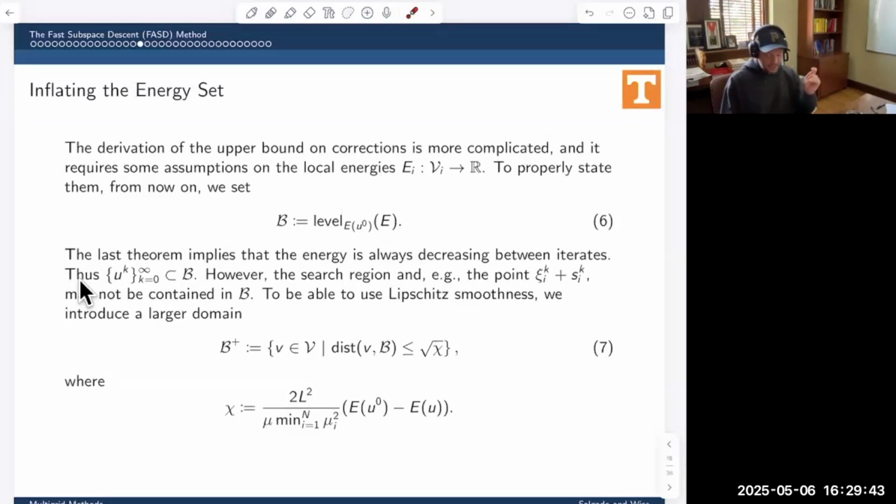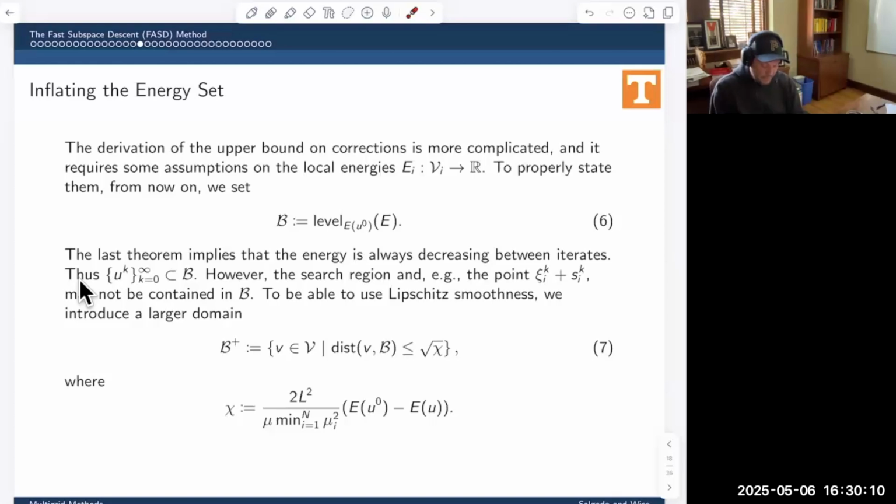That guarantees that each of the u_k are in this nice set. But what's interesting is it doesn't guarantee that the intermediate points, these v_i, v_{i-1}, v_{i,k}, v_{i+1}, etc., it doesn't prove that all of those remain in B. I need some more assumptions.